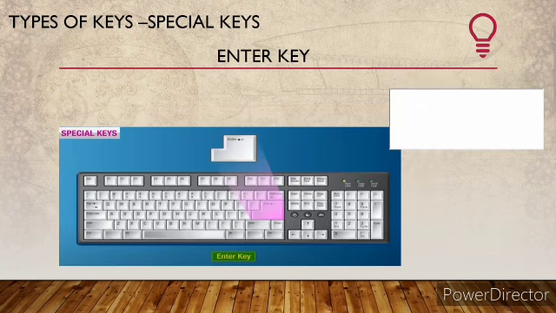Shall we see the next key? The next one is what? Enter key. Where is the enter key on the keyboard? There are two enter keys. Look at here. So this is the enter key, E-N-T-E-R. And here in this number pad also we have another enter key. So there are two enter keys on the keyboard. So what is the use of this enter key? Shall we see that? The enter key is used to go to the next line.